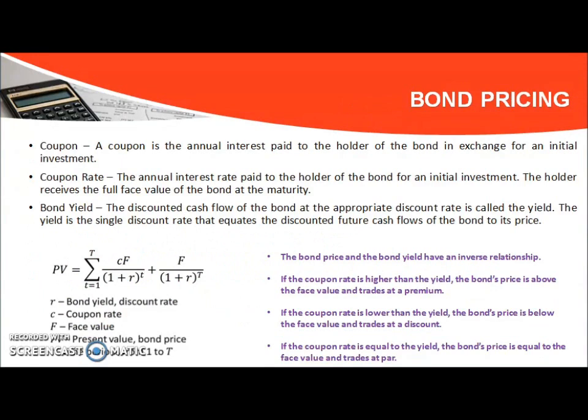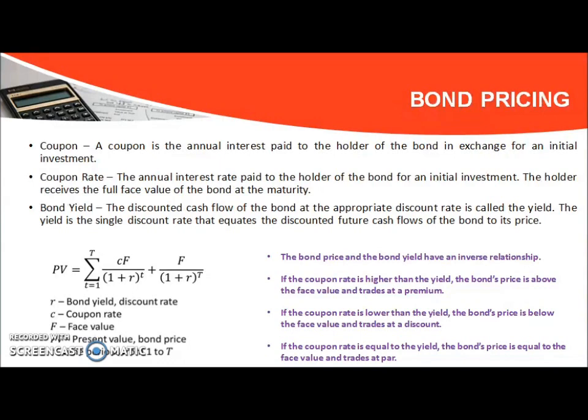How do we do bond pricing? This is a very important element of the bond market. Before I go ahead and discuss bond pricing, it is utmost important for us to understand three concepts. What is coupon rate, and bond yield? So coupon is nothing but an annual interest paid to the holder of the bond in exchange of the initial investment.